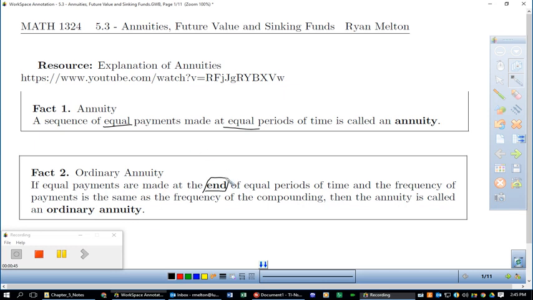So it's always at the end. Okay, so you'll see something like at the end of each month or at the end of each year. That's a really big deal. There's another type of annuity called an annuity due that we will get to at some point, at the end of these notes, and it's always at the beginning. So for an ordinary annuity, this is at the end.